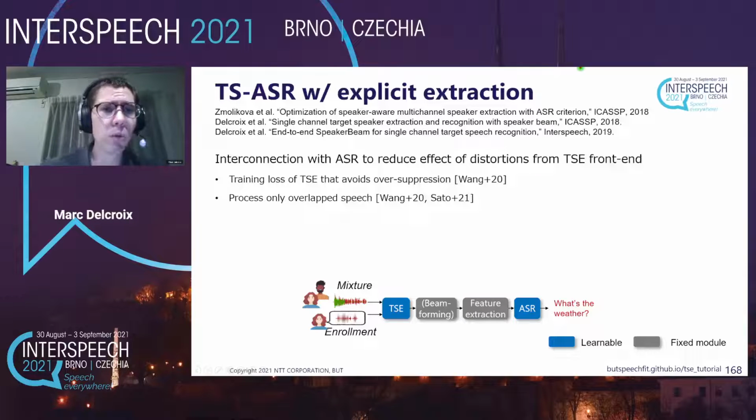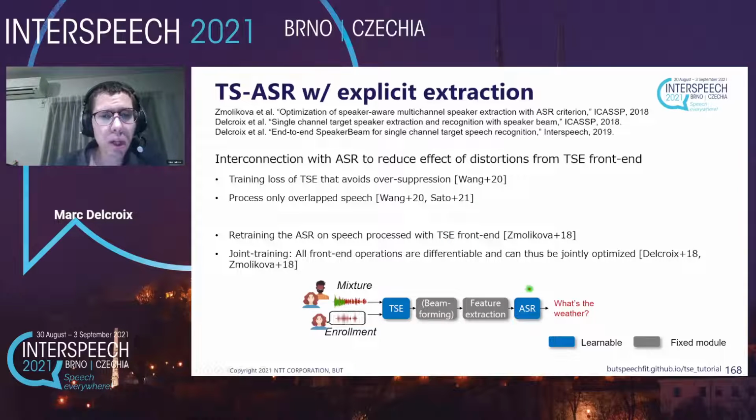Of course, one issue when combining target speech extraction, or in general a speech enhancement frontend, and an ASR backend, is to have a good interconnection between both components, so as to reduce the effect of distortion of the speech extraction frontend on the ASR. And you can use several approaches to do that. For example, some people have proposed to modify the training loss to avoid oversuppression, or to process only, for example, overlapped speech regions of the signals. Also, you can simply retrain the ASR system on the speech processed with the TSE frontend, or more sophisticated work performs joint optimization of the ASR and the target speech extraction frontend.